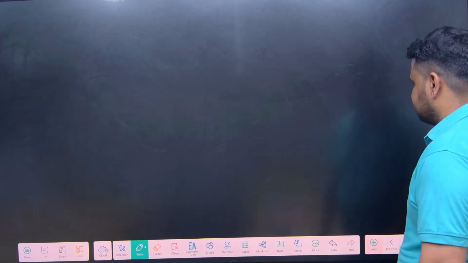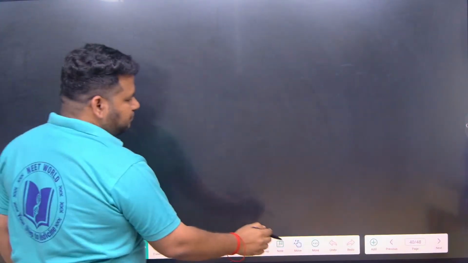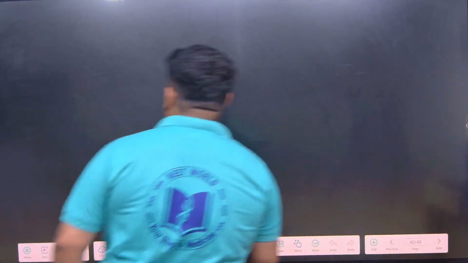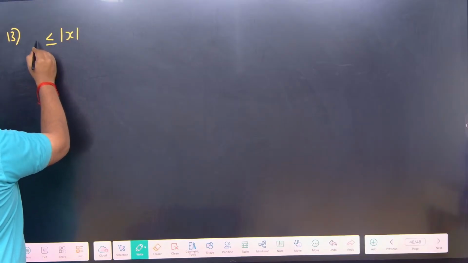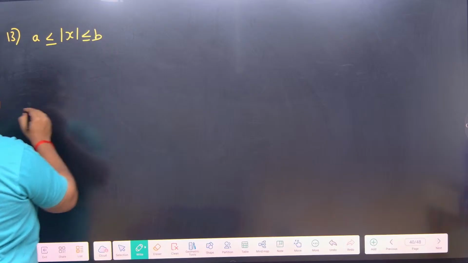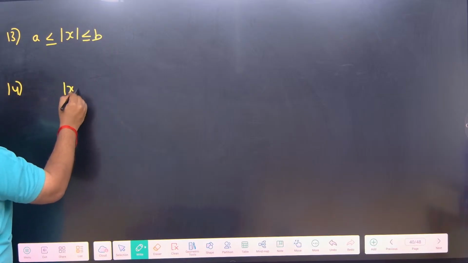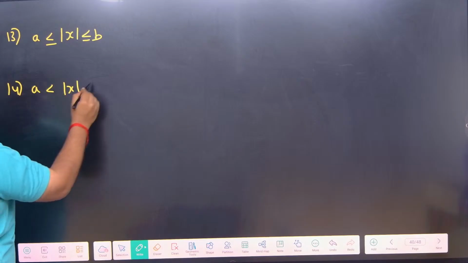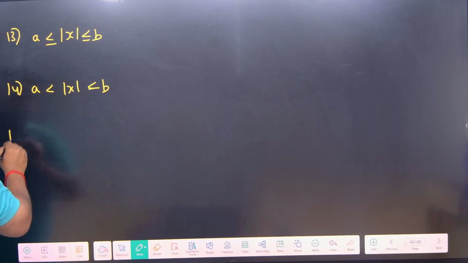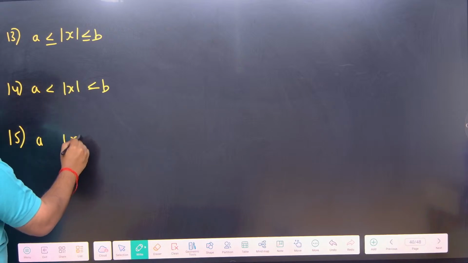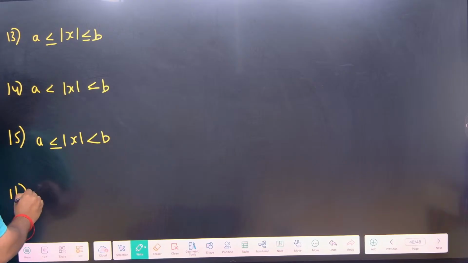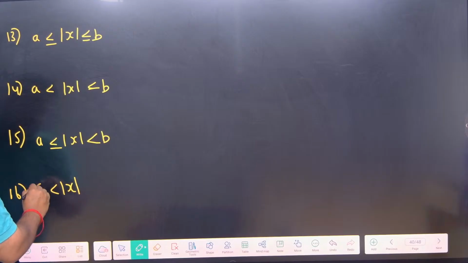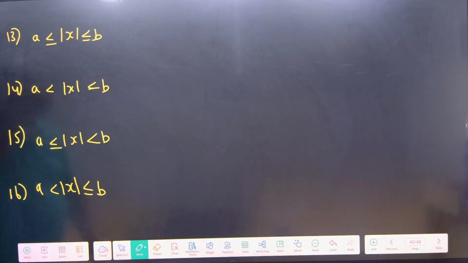Let us go to some more formulas, friends. This is formula number 12, right? If mod x lies between a and b, mod x is greater than or equal to a, less than or equal to b, this is one thing. Next, mod x is greater than a but less than b. Next, mod x is greater than or equal to a but less than b, this is a semi interval. Next, mod x is greater than a but less than or equal to b. This implies what?